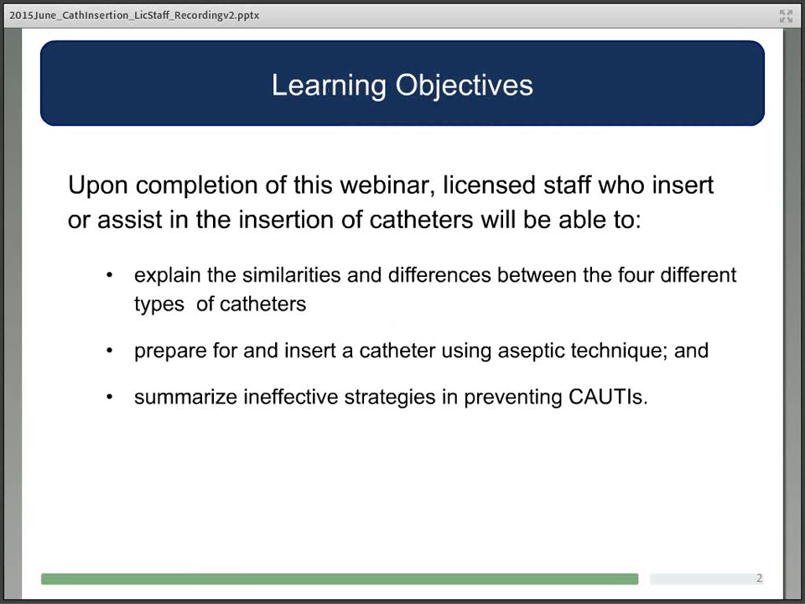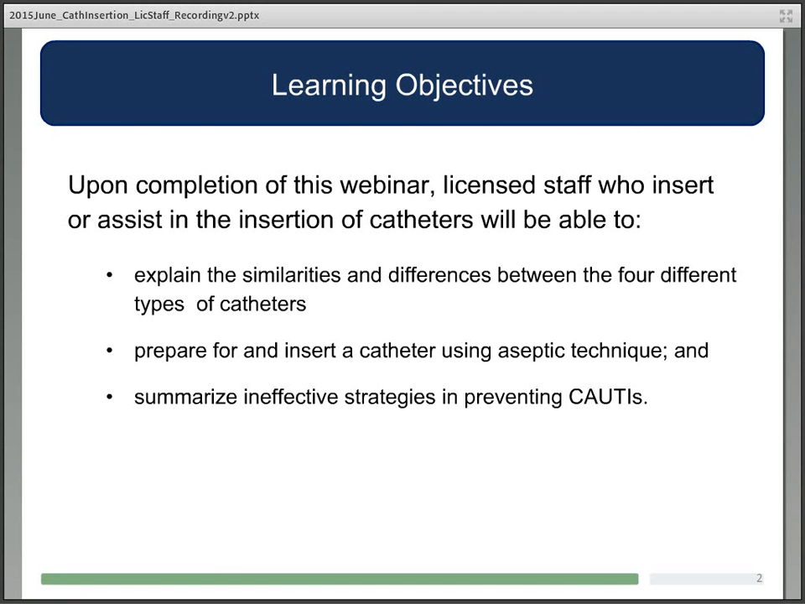Upon completing this webinar, licensed staff who insert or assist in the insertion of catheters will be able to explain the differences between 4 types of catheters, prepare for and insert a catheter using aseptic technique, and summarize some effective strategies in preventing catheter-associated urinary tract infections. This session will help you understand how you, regardless of your role, can make a difference in the safety and quality of care for the residents that we serve.